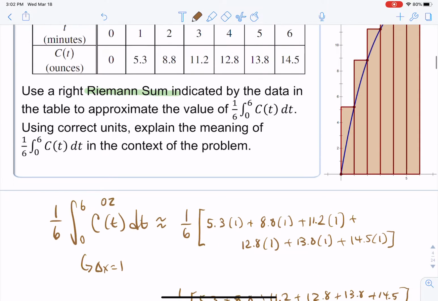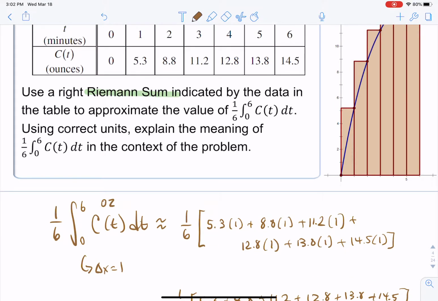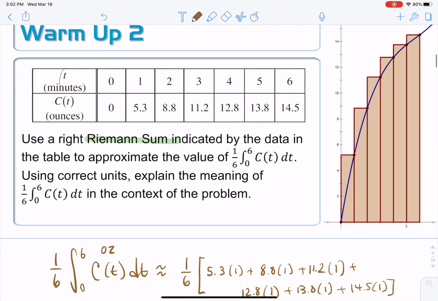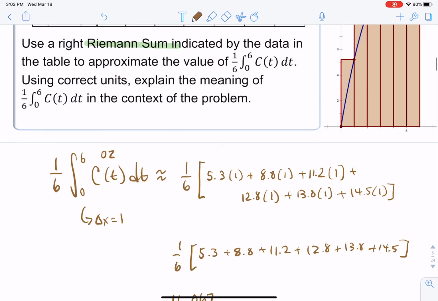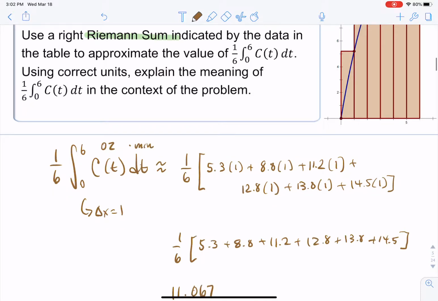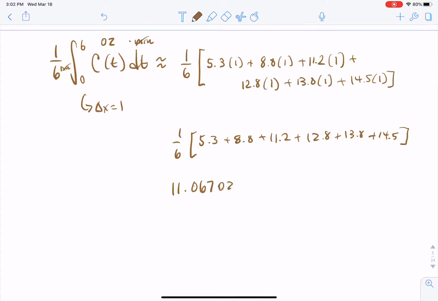Now, as far as the units go, the c of t is in ounces. The dt is being measured in minutes, just like we can see right up here. So times minutes. Now the 6 that's down here at the bottom, this is your 6 minus 0. Those are your two time values here. So this is actually in minutes as well. And you can see that the minutes cancel and give us ounces back.